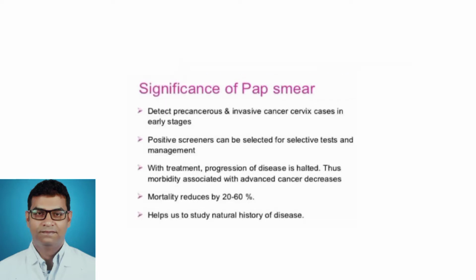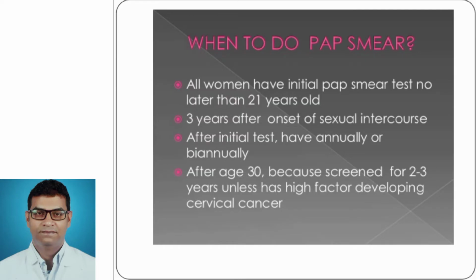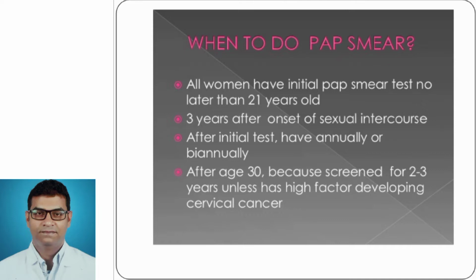Because of Pap smear screening, mortality reduces by 20 to 60%, and it also helps us to study the natural history of the disease. When to do a Pap smear? All women should have an initial Pap smear test not later than 21 years old, or 3 years after onset of sexual intercourse. After the initial test, have an annual or biannual Pap smear test. After age 30 years, screen every 2 to 3 years unless there is a high risk factor for developing cervical cancer.